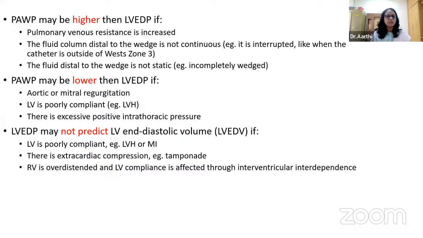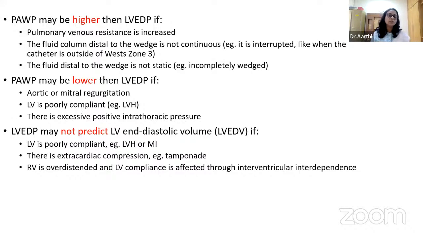measured pressure is actually higher. So the pulmonary capillary wedge pressure will be higher than the left ventricular end diastolic pressure. And also when the catheter is not wedged in the appropriate position, there is still flow in the catheter distal to the wedging.